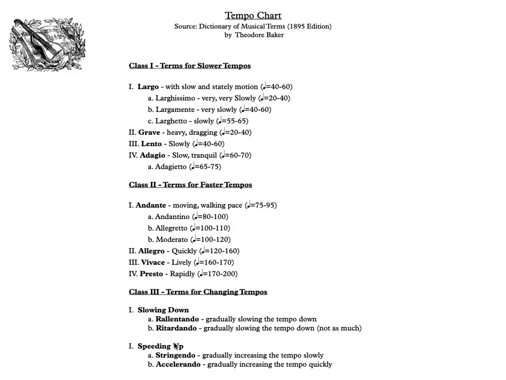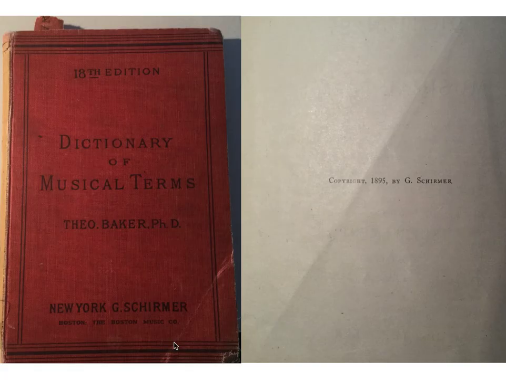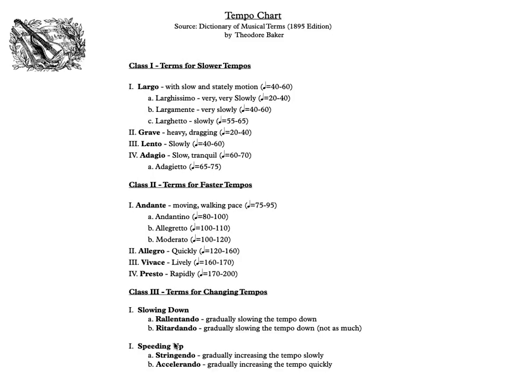Okay. This is a very short, brief list of tempos and information regarding the speed at which music should be played. I've condensed that down for you so you could print it off. This is not exhaustive. There are many, many more, but this is a basic list. And this is from the Dictionary of Musical Terms, 1895 edition. This was a gift from my older brother. He found it in a used bookstore. And so keep track of that list.